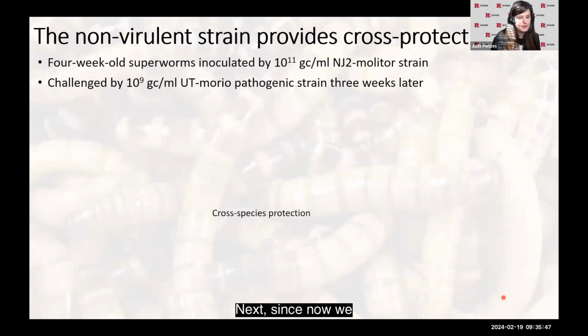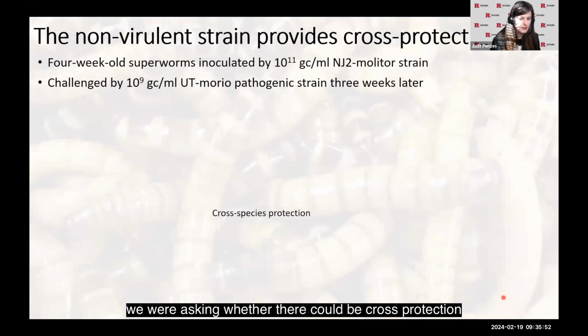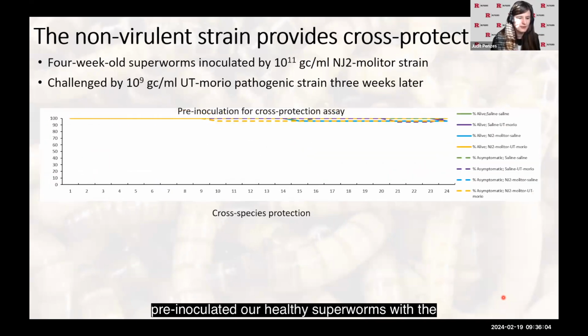Next, since now we had strains with 2 different types of virulence, we were asking whether there could be cross-protection achieved by the non-virulent strain against the virulent strains. So we did an experiment where we pre-inoculated our healthy superworms with the non-virulent mealworm strain and let them incubate the virus for approximately 3 weeks.